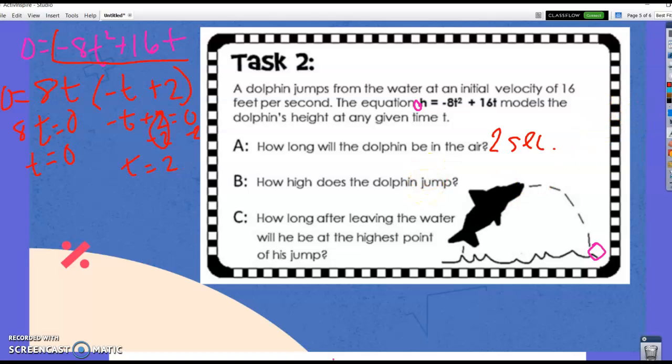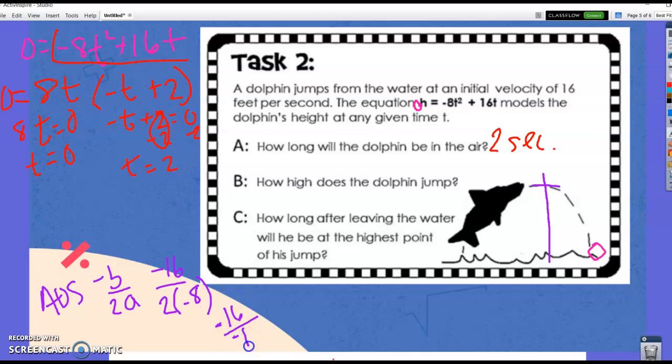How high does the dolphin jump? That means they're asking for the y value of the vertex. So we first have to figure out where the vertex is. The easiest way to do that is to find our axis of symmetry first. Our axis of symmetry is the opposite of b over 2 times a. Our b value in this case was 16, so negative 16 over 2 times negative 8. That's going to give us negative 16 over negative 16, which is equivalent to positive 1.